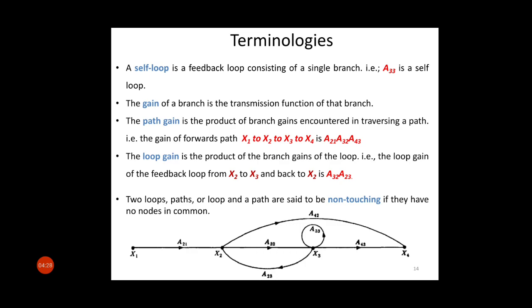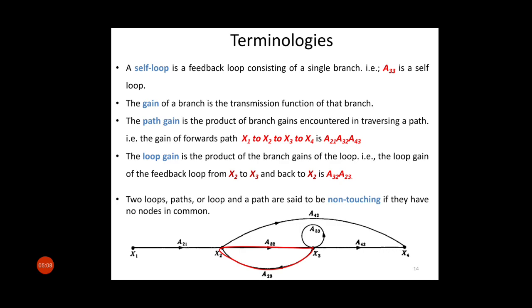Now loop gain. Loop gain is the product of the branch gains of the loop, that is, the loop gain of the feedback loop. Here the loop is highlighted in red. The loop is x2 to x3 and back again to x2. So what is the loop gain? Loop gain is A32 into A23. And there is another loop, the self loop, whose gain is not indicated in this slide. The gain of the self loop is A33.